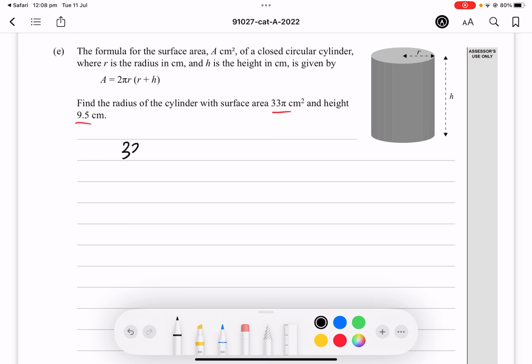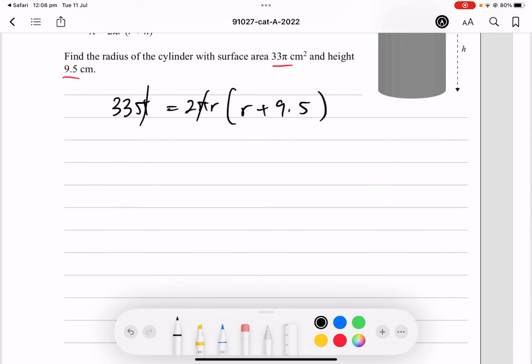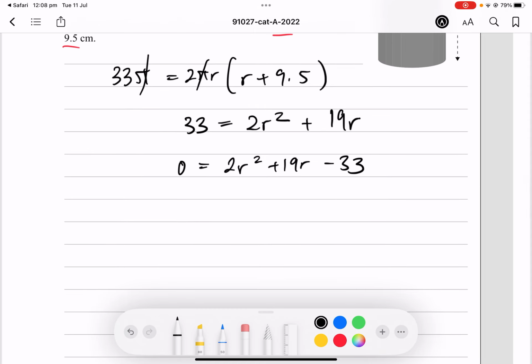So we have 33 pi equals 2 pi r times (r plus 9.5). So if we divide both sides by pi, that will cancel each other out. We'll have 33 equals 2r squared plus 2r times 9.5, which is 19r. So therefore, 0 equals 2r squared plus 19r minus 33. Again, we can use our trick here. So we have r squared plus 19r minus 66 equals 0.